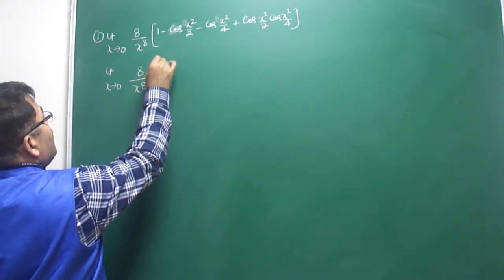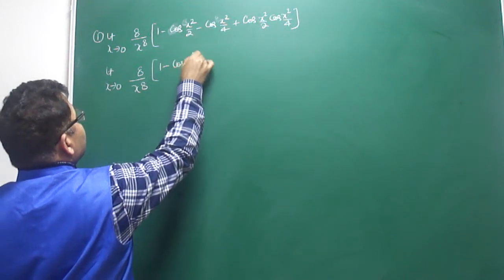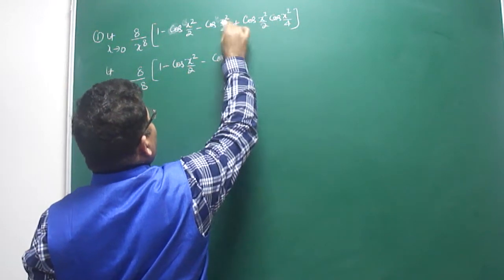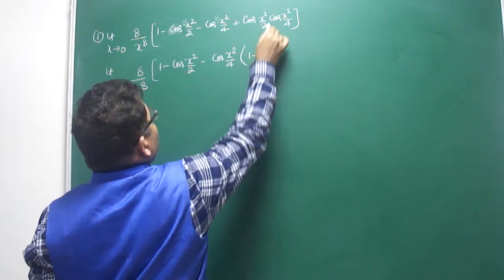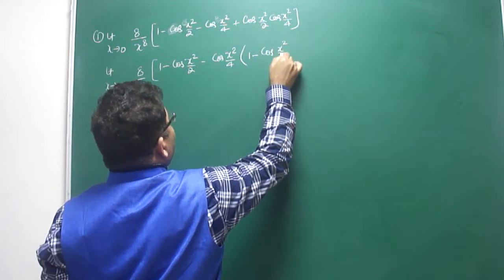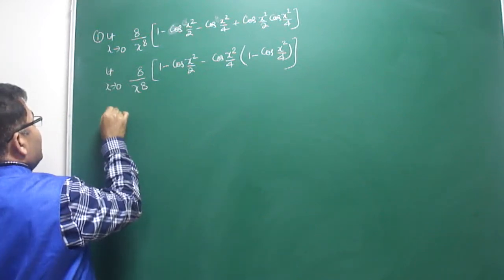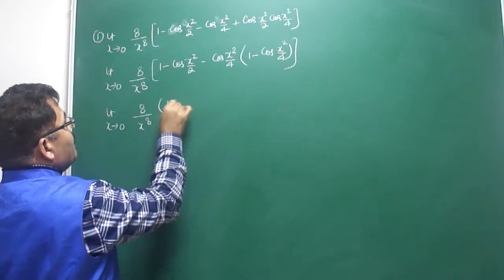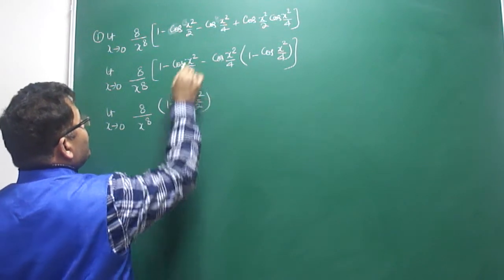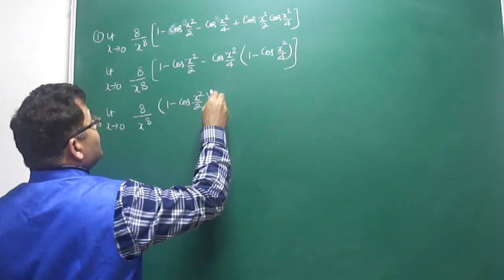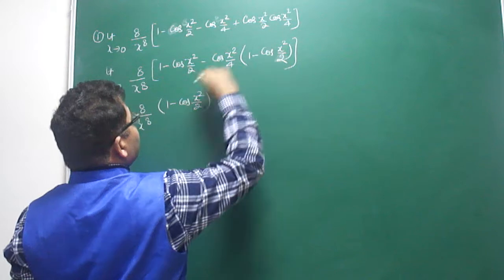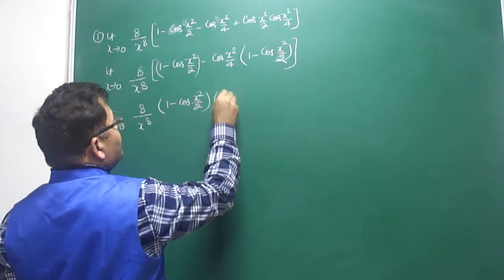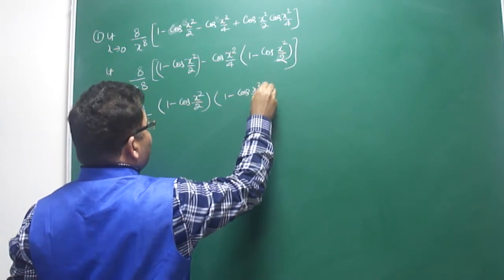X to the power 8, I can write 1 minus cos x square by 2. If I take cos x square by 4 common out of these two, then what is left here? 1. And what is left here? Cos x square by 4. So in that case, limit x tends to 0, 8 divided by x to the power 8. If I take 1 minus cos x square by 2 common, then what will be left here? So if I take common, then 1 will be left, 1 minus cos of x square by 4.